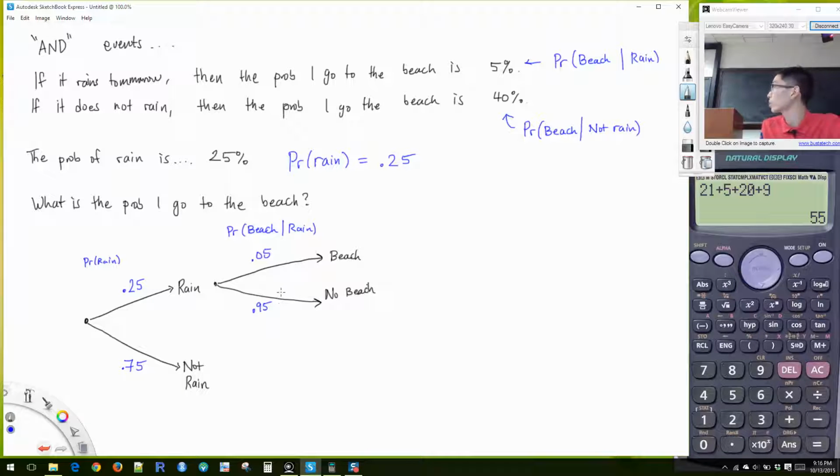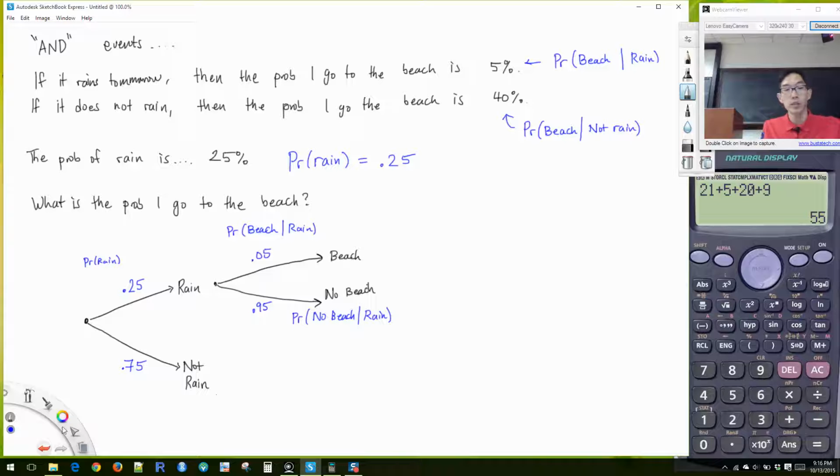Question: can you write the equation similarly for no beach? Yeah. So what would I write for no beach? This would be probability of... what would I write here? I would write no beach, and then I would write what? Vertical bar given rain.